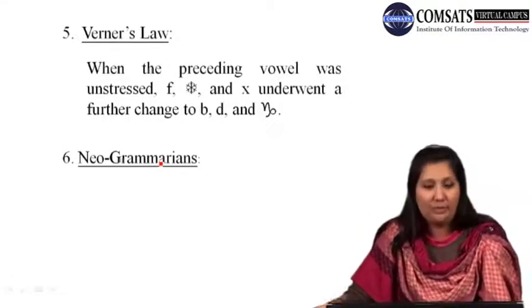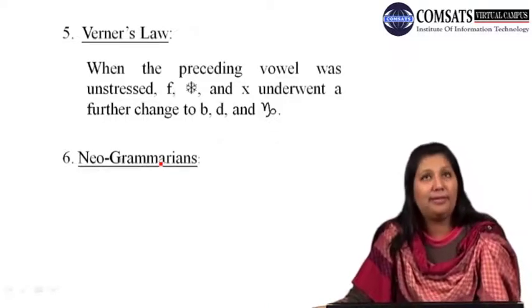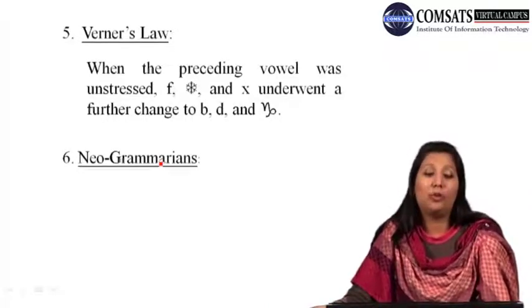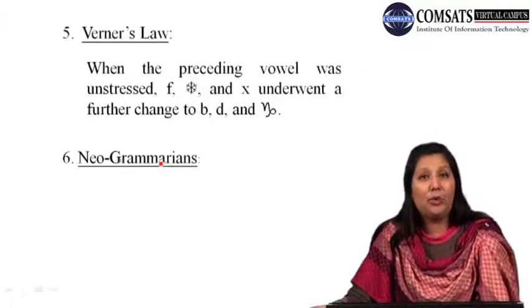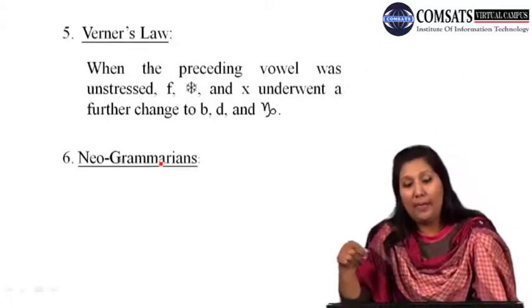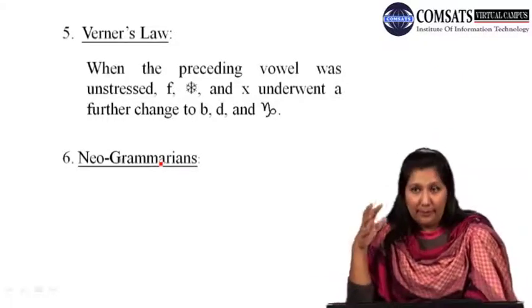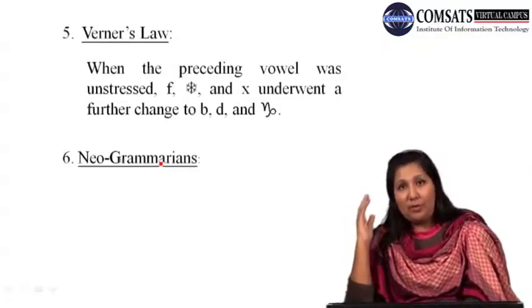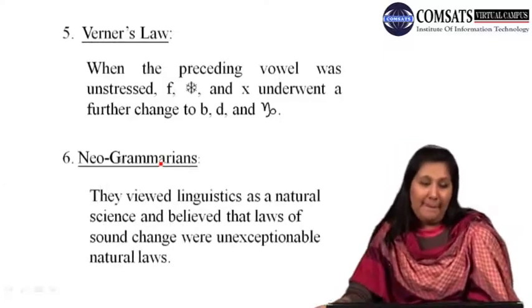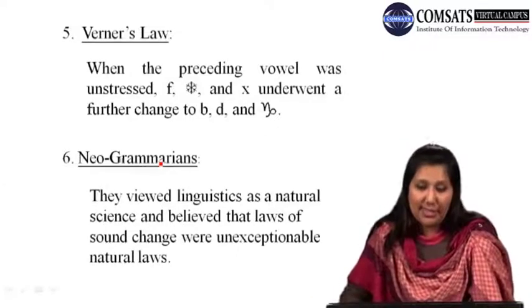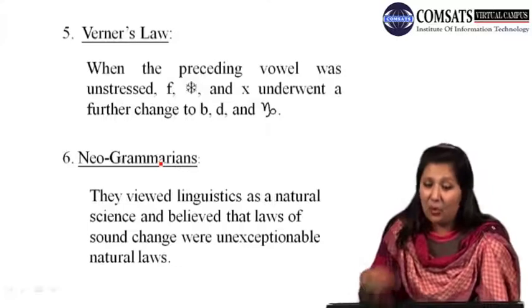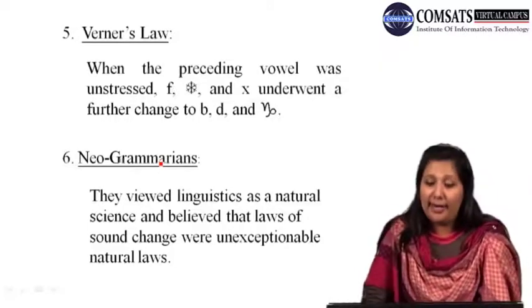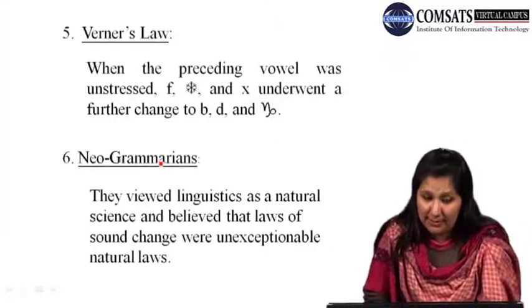Then come the Neogrammarians. Neo means new, and grammarians are a group of people who talked about grammar and gave different new concepts about it. They viewed linguistics as a natural science and believed that laws of sound change were unexceptionable natural laws.